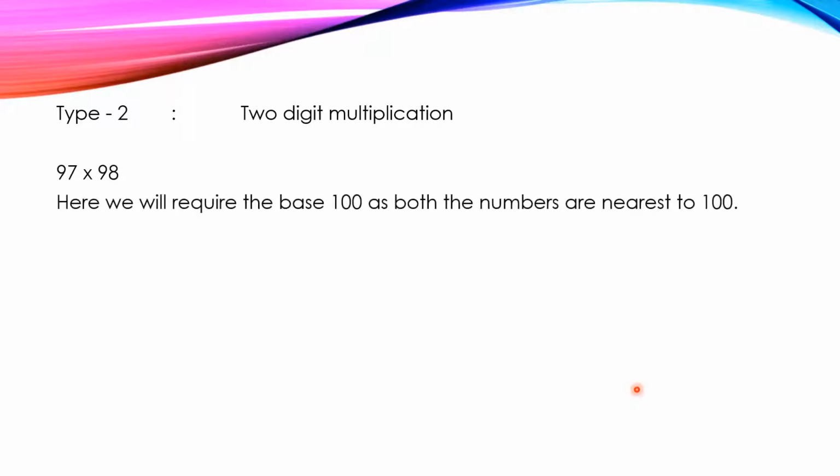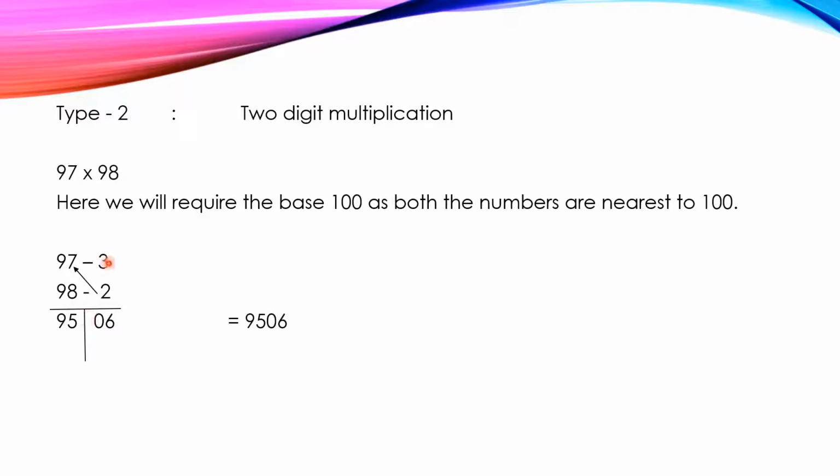Now, type 2, two-digit multiplication. Can you multiply 97 into 98? Here we will require the base as 100, as both the numbers are nearest to 100. So here we can see that 97 is 3 less than 100 and 98 is 2 less than 100. Now 3 twos is 6, but we cannot write it as 6 as 100 has 2 zeros. So we write it as 06.